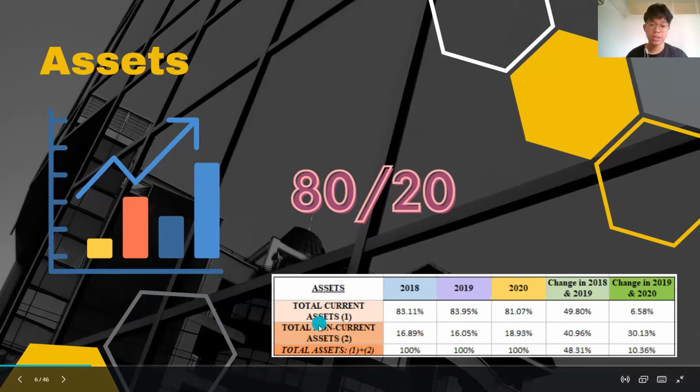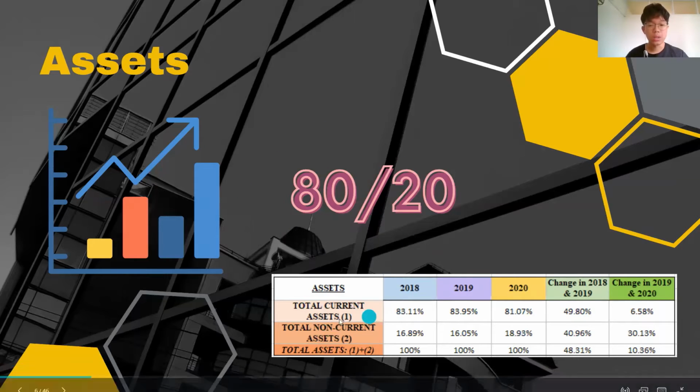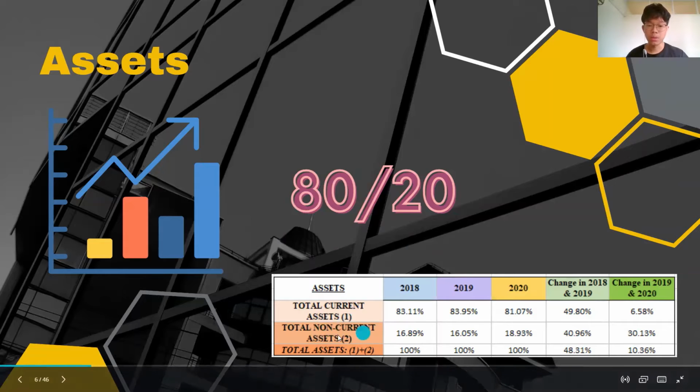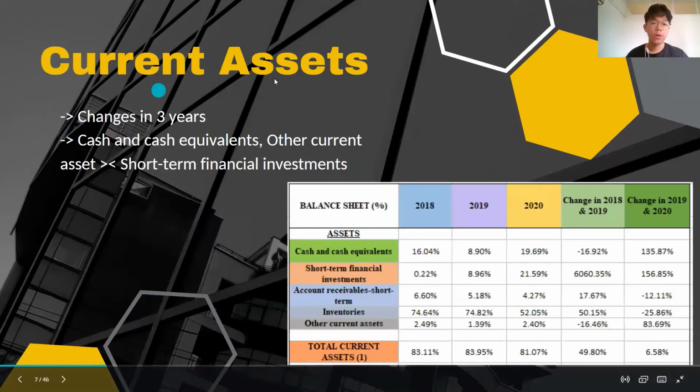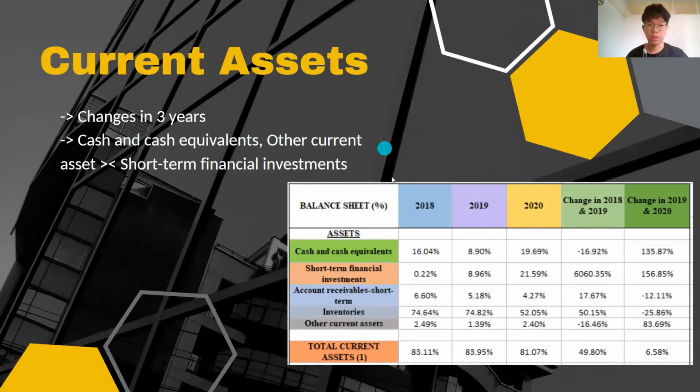The total current assets and non-current assets are moving towards an 80-20 ratio. As you can see here, current assets are shrinking down to nearly 80, and non-current assets are moving up to nearly 20. For current assets, there is a lot of change in 3 years, and the most significant we need to talk about is the short-term financial investment, up to 6,000%.